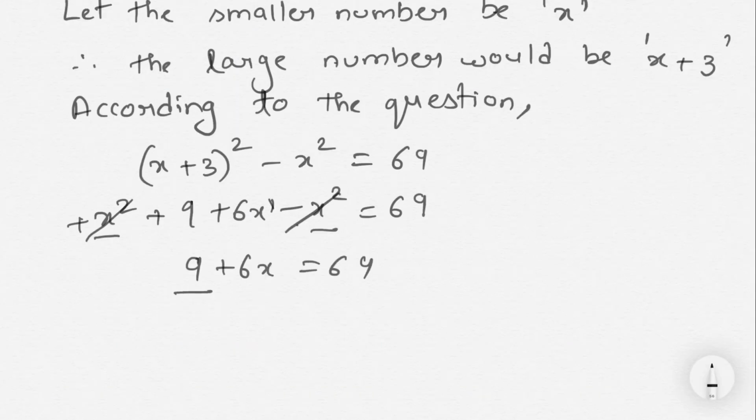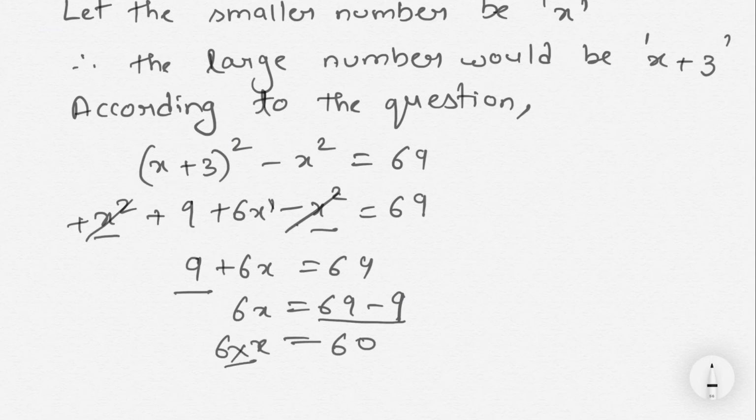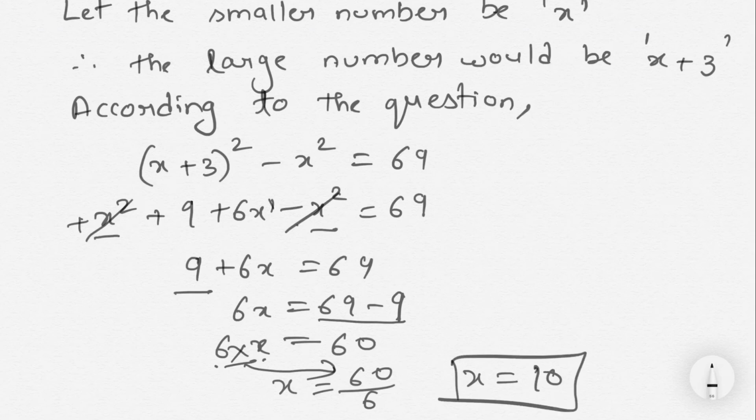Now this constant term can be switched to the other side. We are left with 6x is equal to 69 minus 9, and if you subtract 9 from 69 you will get 60. Since this 6 is multiplied with the variable, when it moves from the left hand side to the right hand side of the equation, it gets divided. So x is equal to 60 upon 6, which is x is equal to 10. If you divide 60 by 6, you get the quotient 10. So the smaller number in this case is 10, and the larger number, x plus 3, is equal to 13.